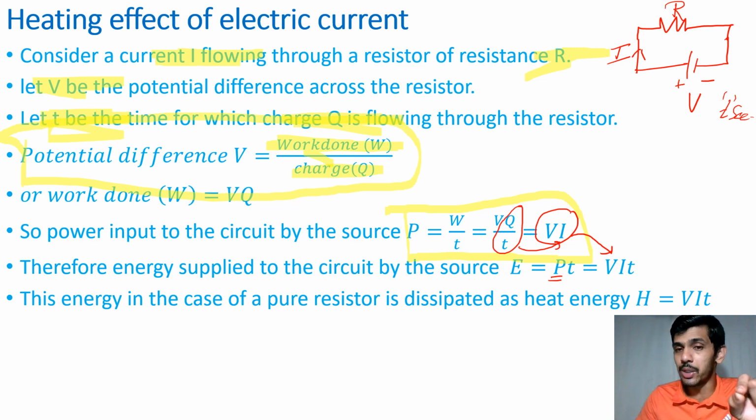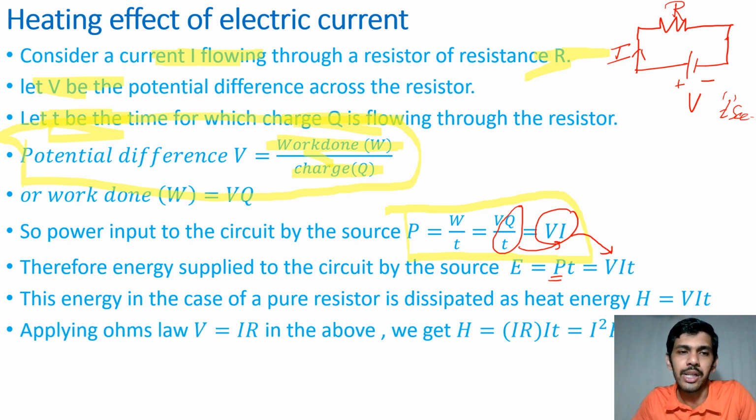That energy P into T itself is utilized as or dissipated as heat energy in the case of a resistor, that is H equal to V into I into T. That is, H is nothing but the heat energy which is supplied. So heat energy is equal to V into I into T. Now applying Ohm's law, we have the formula V into I into T here.